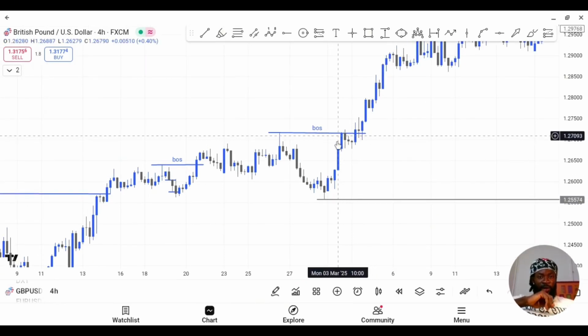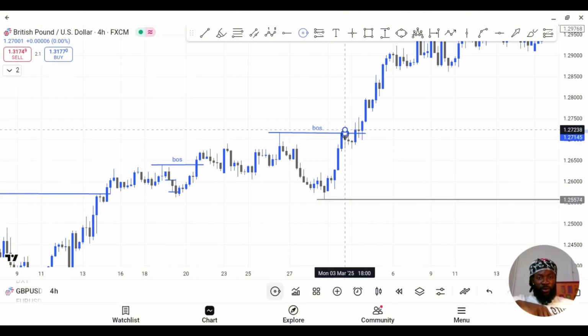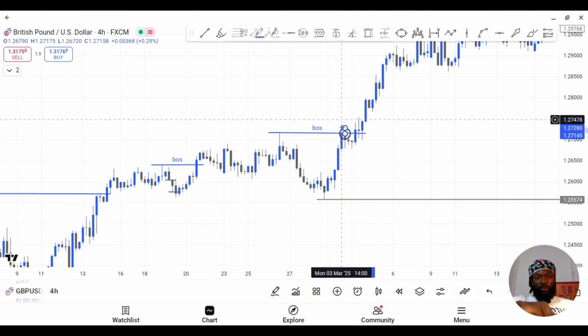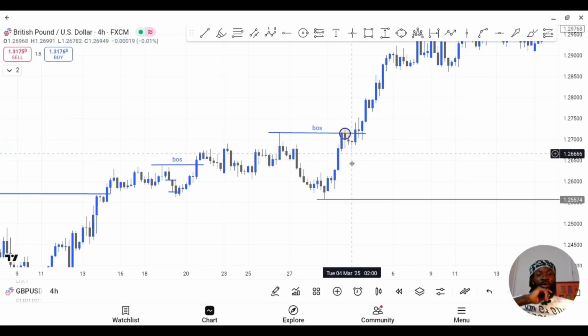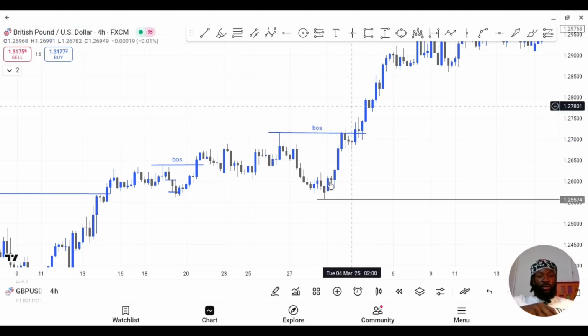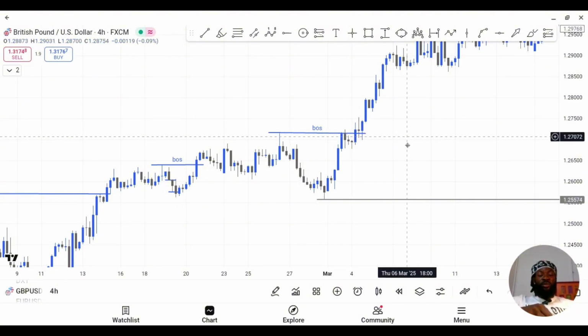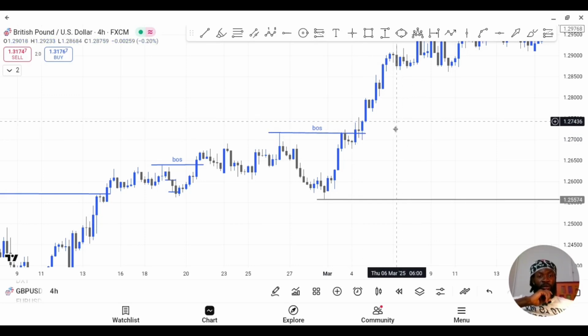You see, this first wick was not a break of structure, because the candle didn't close with body. You only wicked, which means you only took liquidity. So we need to understand those things. That's not a break of structure, it's just a trap. Here is where we have a break of structure, because the candle now closed above the swing, the previous high.